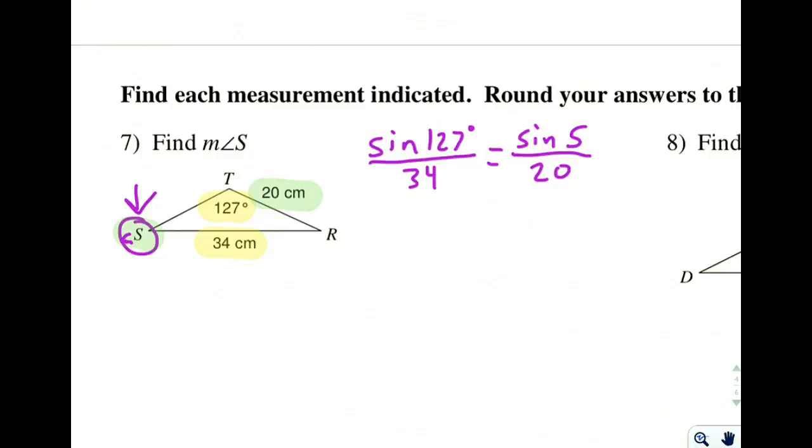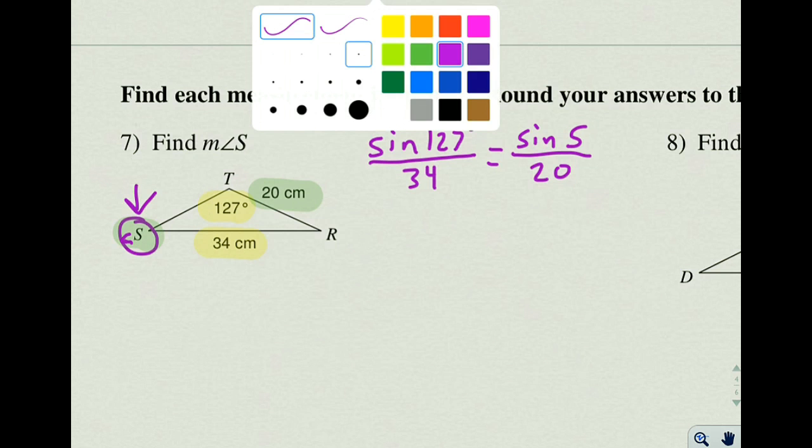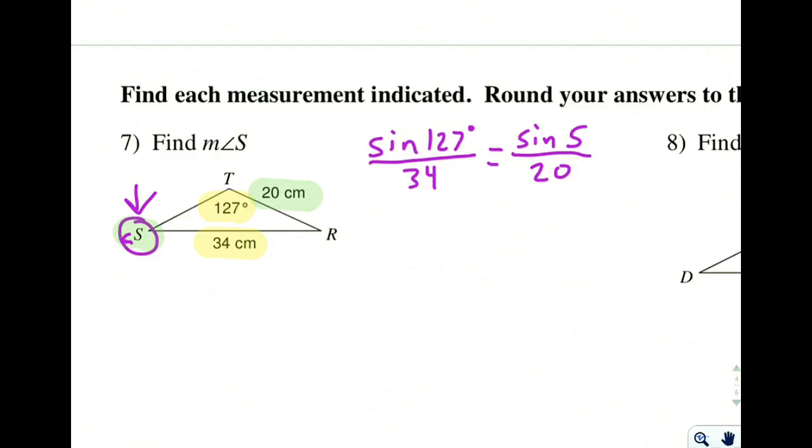Now you might notice here that I don't use A, B, and C. You don't need to necessarily relabel it as long as you know that you're using opposite pairs. It doesn't matter what they're called. Once you have this set up, there's a few different ways to go ahead and get sine of S by itself, but the easiest one that will work in all situations is to cross multiply. So if you take the sine of 127 up here and 20 down here and you multiply them by each other, you're going to get 20 times sine of 127.